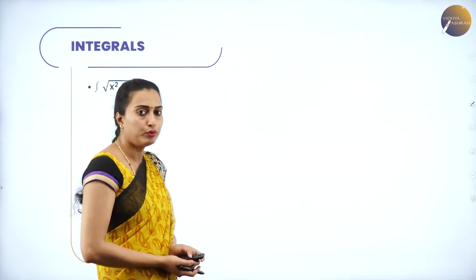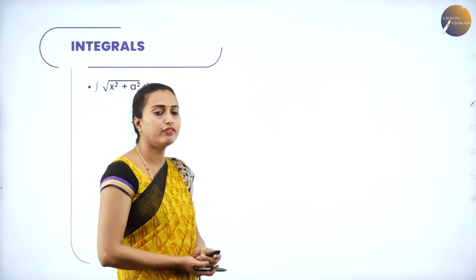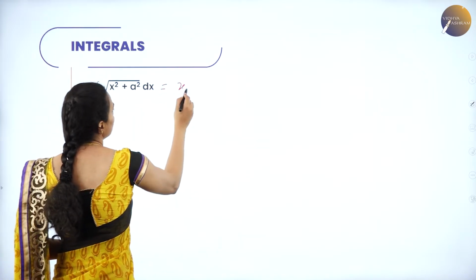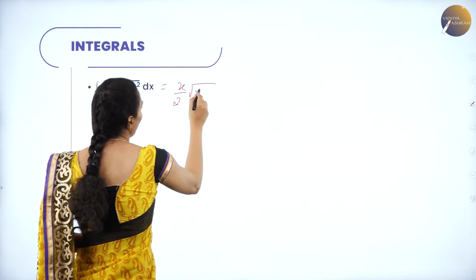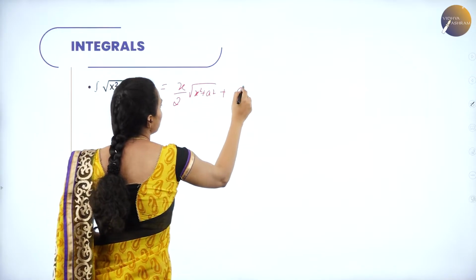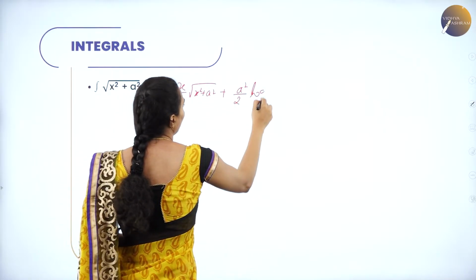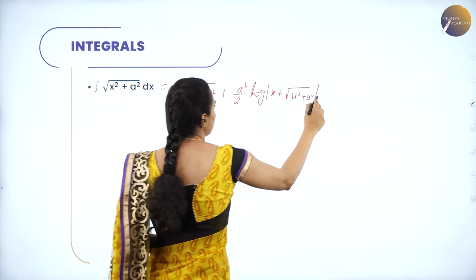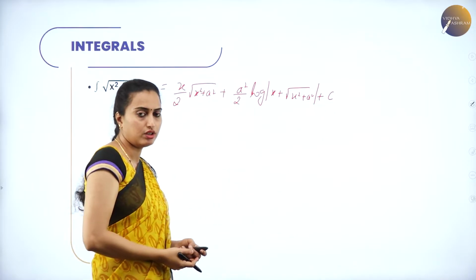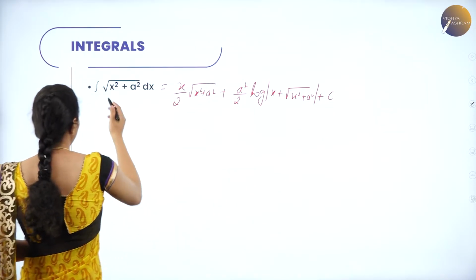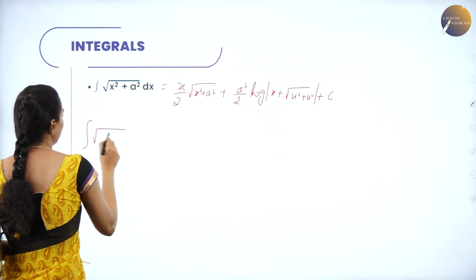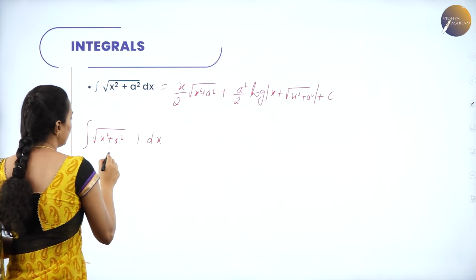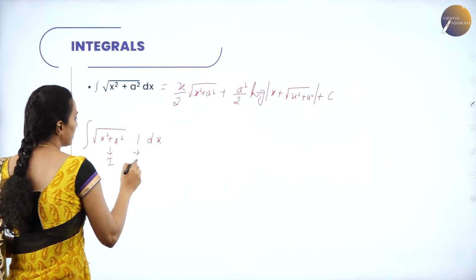We'll be moving on to the next proof, which they have asked, under the root of x squared plus a squared. So what do you need to prove here? You need to prove that it equals x by 2 into root x square plus a square, plus a squared divided by 2 into log of modulus of x plus root x square plus a square, plus c. This you need to prove, dear students. Now let me do accordingly. Now let me take this one as a first function. What is that? Under the root x square plus a square into 1 into dx. Now choosing this one as a first function, choosing this one as a second function.